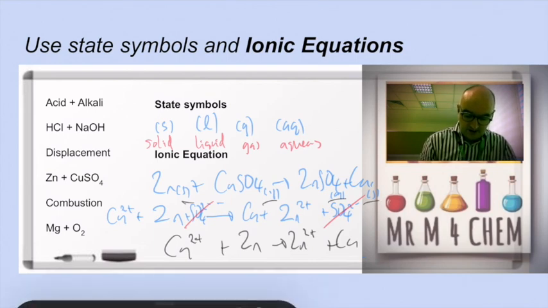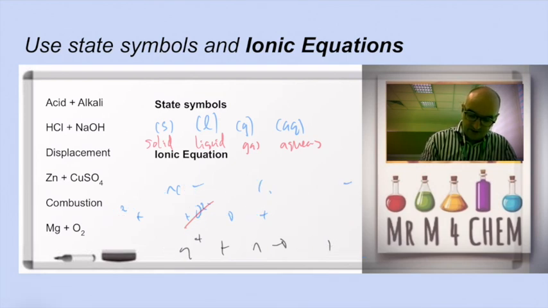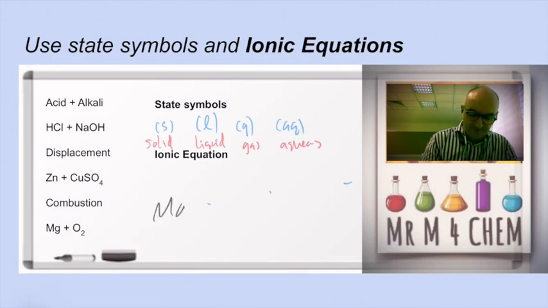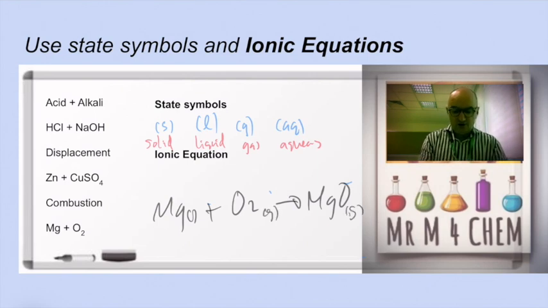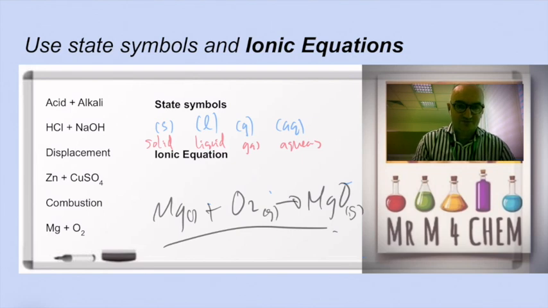We can then look at the combustion reaction. We use a simple one, nothing wrong with that, which is magnesium plus oxygen. Magnesium plus oxygen will make magnesium oxide. You knew that, right? Mg plus O2 goes to MgO. Mg is a solid, O2 is a gas, MgO is a solid. So we've gone from Mg to Mg2 plus, O2 to O2 minus. So that's the net ionic equation. Everything is used up. 100% atom economy, but we don't need to worry about that.